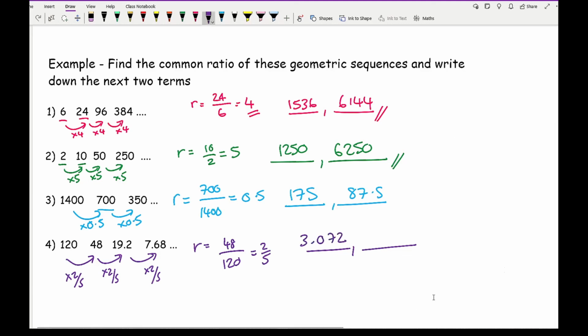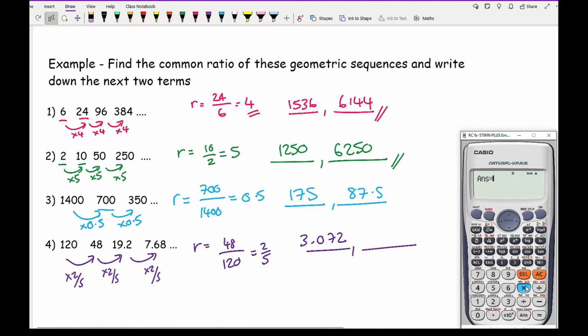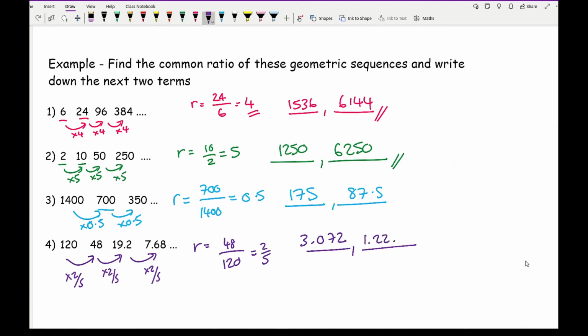3.072. And then for the next term, all I need to do is multiply that by 2/5. Again, I get an answer of 1.28. And there we go. There's my final answer for that. So you can see how you could end up with nasty numbers, but as long as your method is correct, then that is going to be absolutely fine.